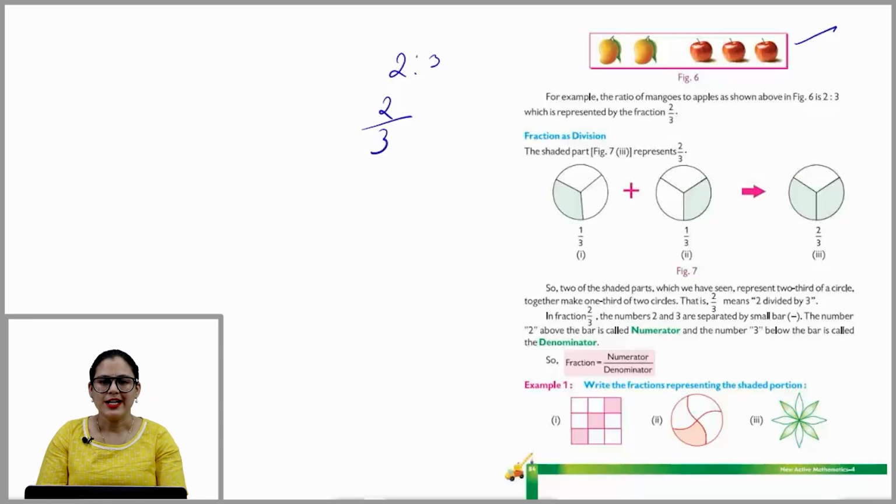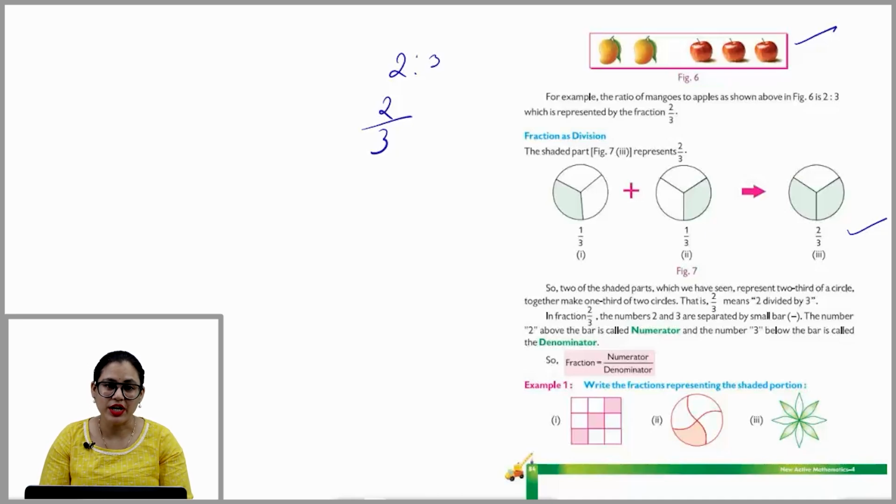Fraction as division. The shaded part, figure 7, represents 2 by 3. See, this is 1 by 3, 1 by 3. We'll add both of them, we'll get 2 by 3. So the 2 shaded parts which we have seen represent 2/3 of a circle. Together they make 1/3 of 2 circles, that is 2 by 3 means 2 divided by 3.